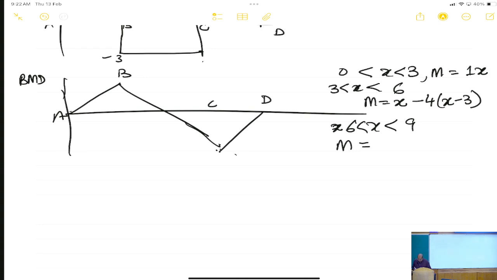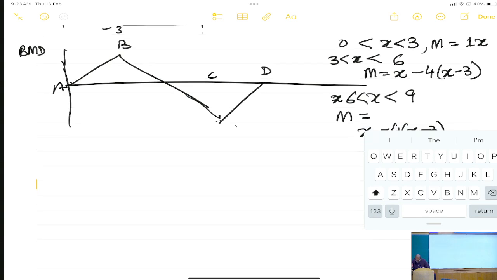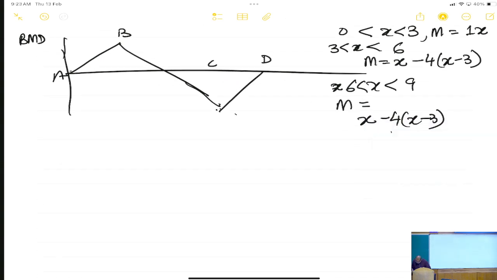Then from 6 to 9, what is the value of M? Okay, now can somebody tell me what will this be? x minus 4 times x minus 3, and what do I have to add to this? What is the force at C? Plus 5. So, what do I add here? Sorry about this. Plus 5 times x minus 6. Does everybody see this? This is of course a simple case.